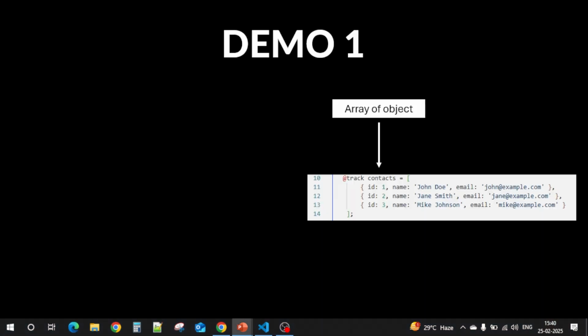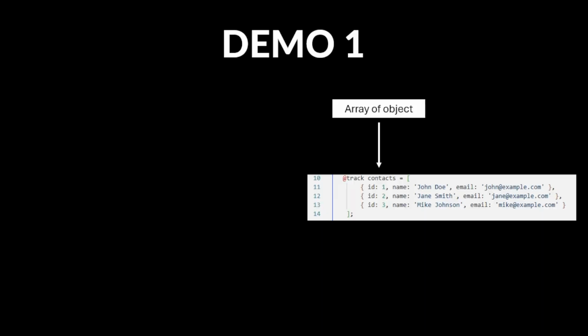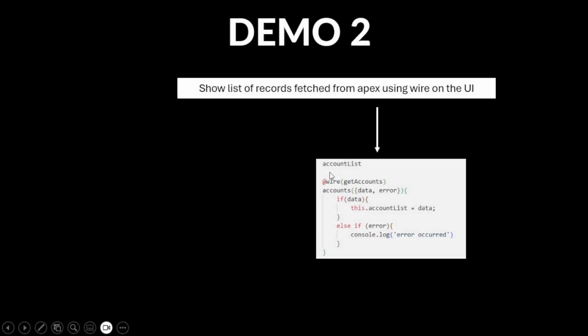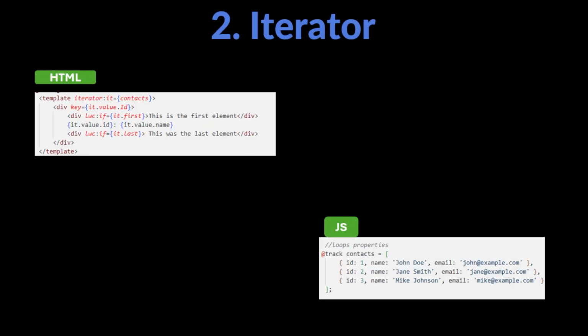Let's go back to our presentation. So we have seen the demo one, where we had the list as an array and we displayed it on the UI. In demo 2 we fetched it from Apex using wire, and whatever accounts we get from the Apex class we are displaying on the UI, right? The next thing which we can use for looping in LWC is the iterator. Let's see how the syntax looks.